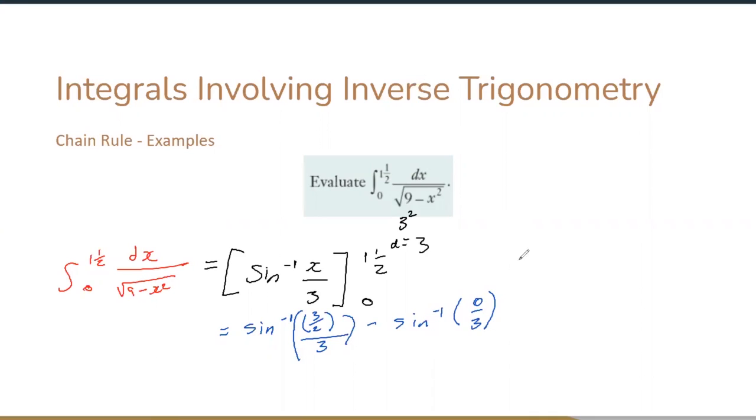So then this becomes rather simple in that we get sine inverse, the 3 on 2 and the 3, so the 2 3's cancel, so we just get sine inverse of 1/2 minus sine inverse of 0. So again, the inverse sine of 0 is just going to be 0, so that's just going to disappear. But the inverse sine of 1/2, if you go back to your exact value triangles, is actually going to be 30 degrees, or rather it's going to be pi on 6 if we're doing it in radians.